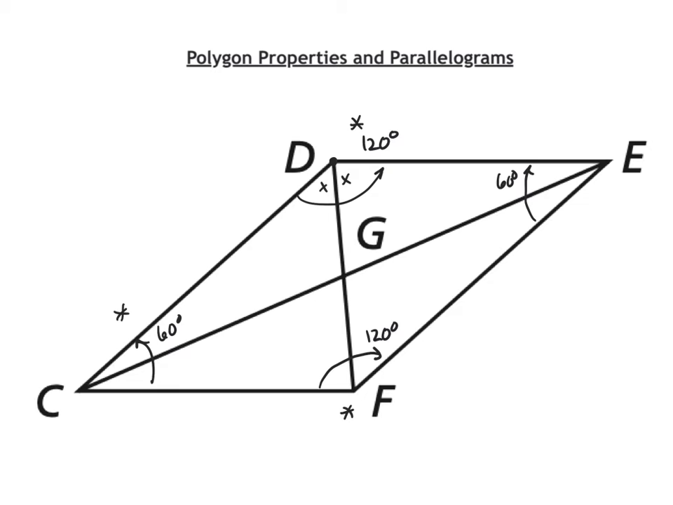If I told you that angle CDG or CDF was 40 degrees, then I could subtract from 120 and figure out that angle EDG or EDF is 80 degrees. And because I have alternate interior angles, this angle here would be 40 degrees, and this angle here would be 80 degrees. They're alternate interior angles.